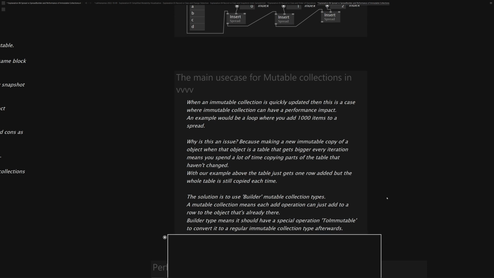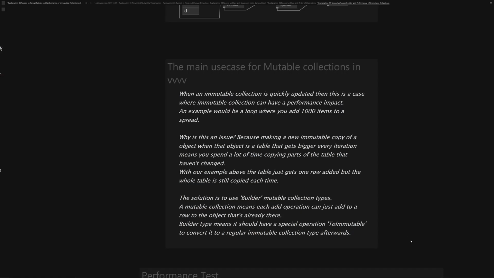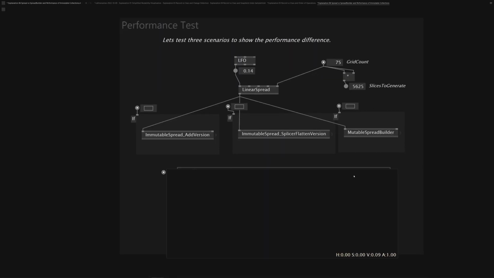A mutable collection means each add operation can just add a row to the object that's already there. Builder types also have a special operation, toImmutable, to convert it to a regular immutable collection type after it's been built up. Let's see this in action with a little test.